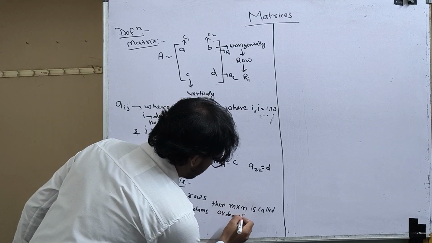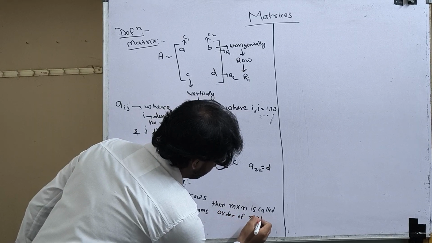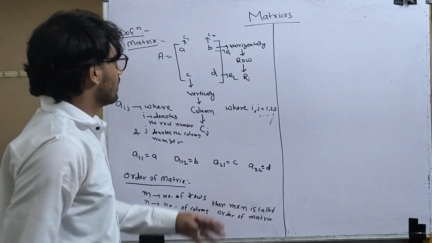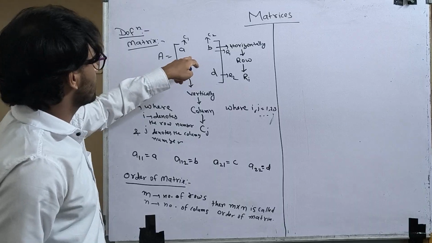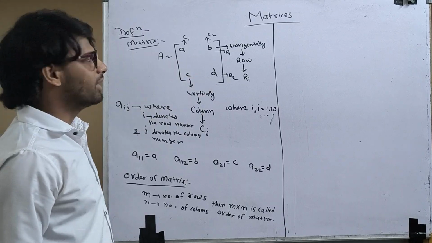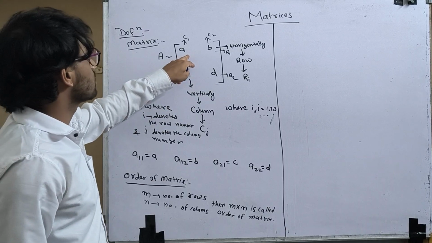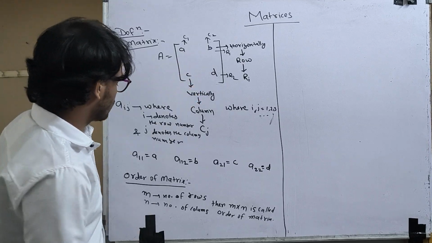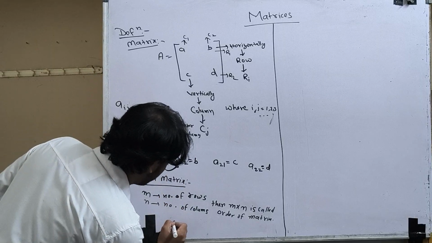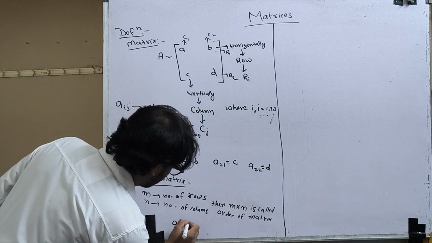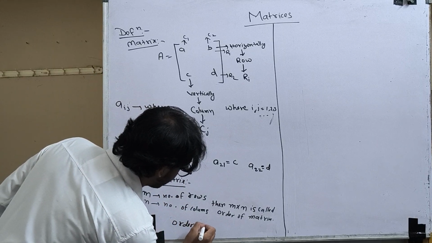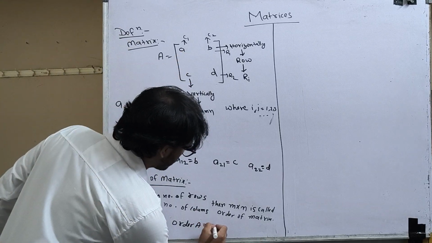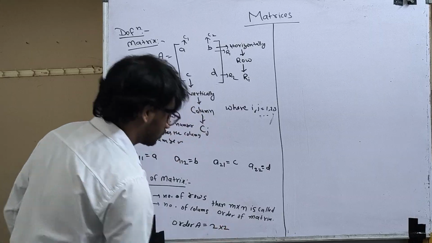Order of matrix. See this example. How many rows and how many columns? The number of rows is 2 and the number of columns is 2. So the order of A is equal to the number of rows by the number of columns, so 2 by 2.